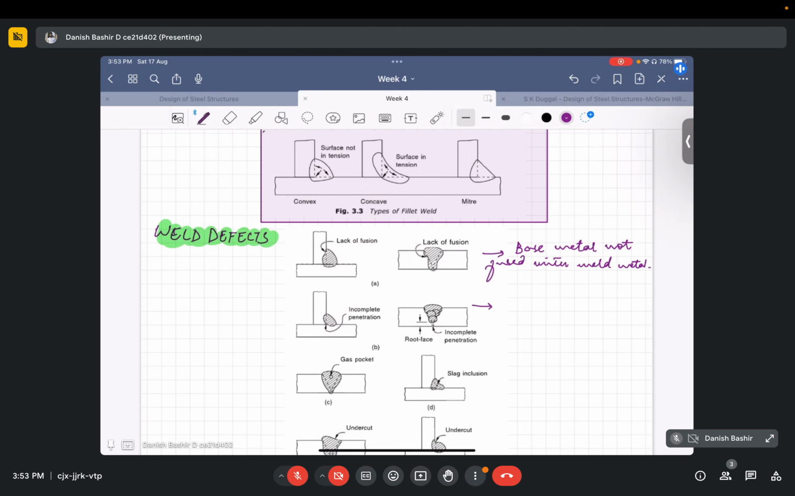So in incomplete penetration, the weld metal doesn't penetrate completely into the joint, and it is caused by large electrodes.